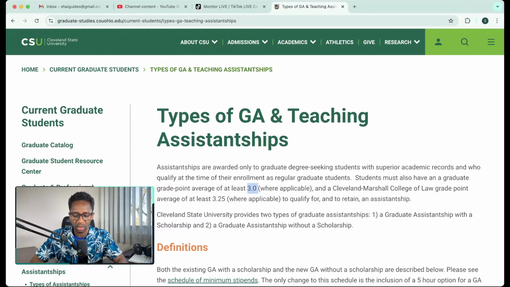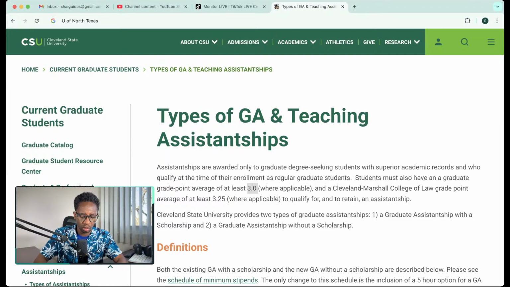Okay, so that is it for Cleveland State University. We just know that they accept a certain GPA, and then also I can tell you about the University of North Texas. I've explored the school a little bit more.